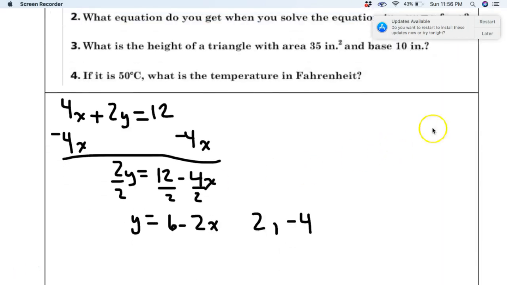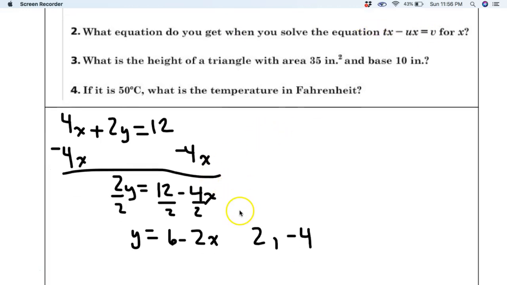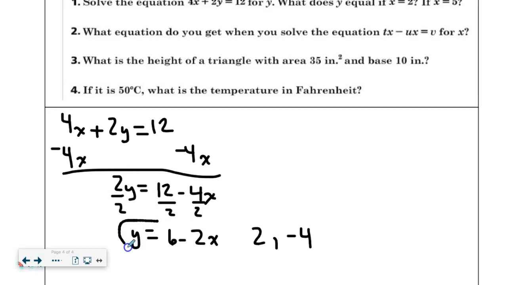All right, so I looked at these and I was like, yeah, let's do these one example at a time because I'm going to run out of room. So number 1, solve the equation 4x plus 2y equals 12 for y. That means manipulate inverse operations to get y by itself. And what does y equal if x equals 2 and if x equals 5? So if I subtract 4x from both sides, that gives me 2y equals 12 minus 4x. And then divide everything by 2, gives me y equals 6 minus 2x. So this is the first part. Solve the equation for y.